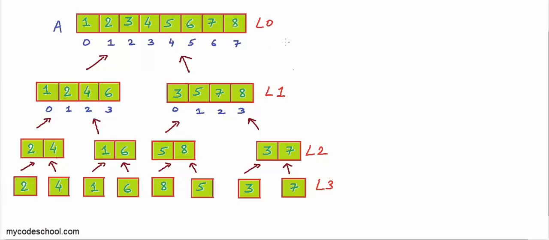For an array of size n, what will be the maximum number of levels? At level 0 you have a list with n elements, and then you go to 2 lists with n by 2 elements each, and then n by 4 elements each, and you go on like this till you reach sublists with 1 element each.